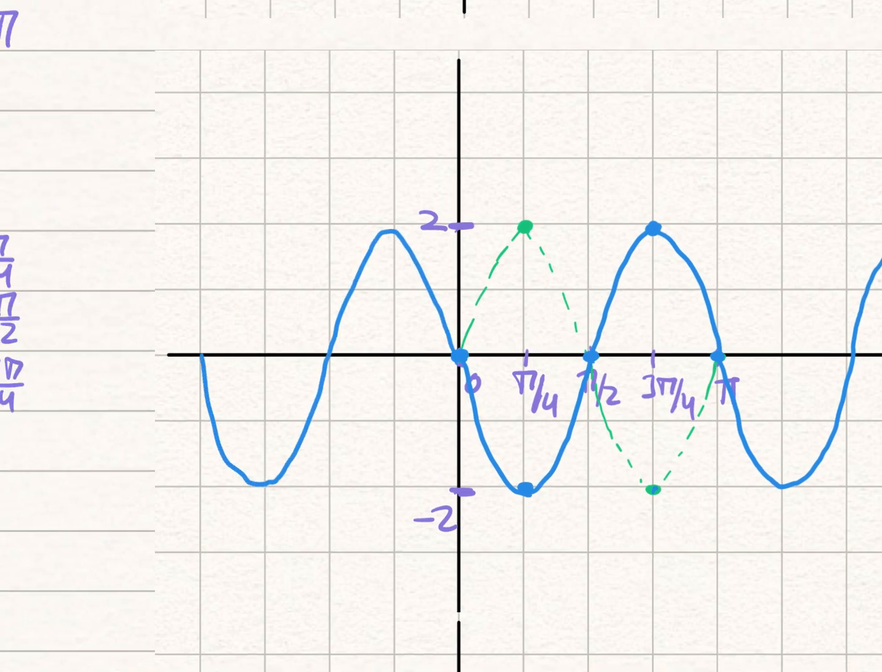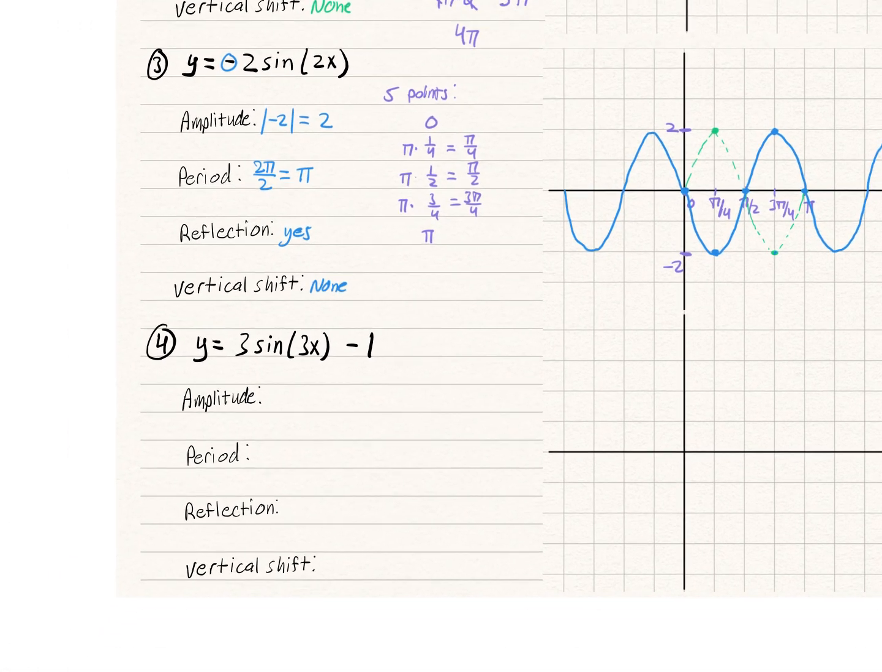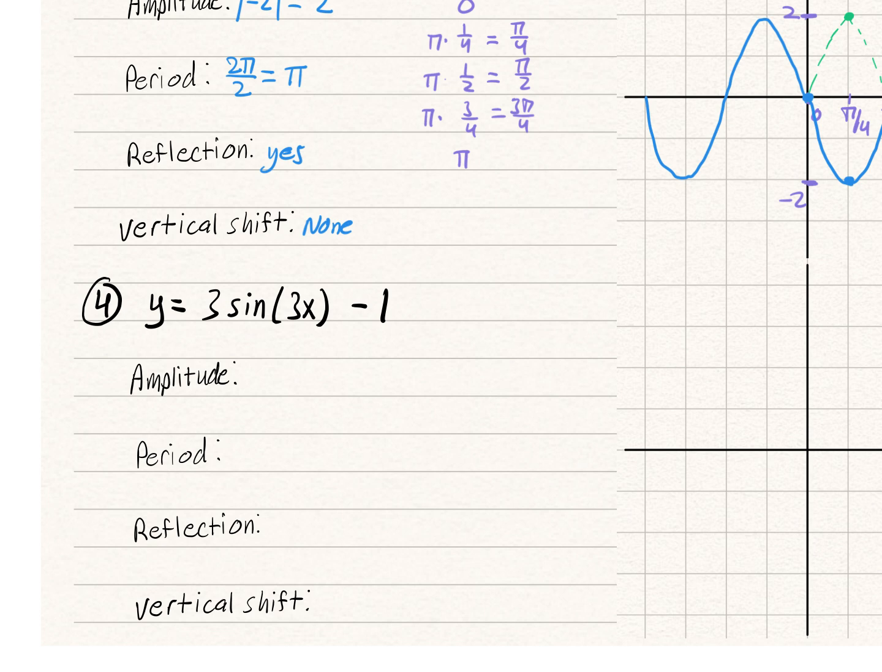All right, so your graph might look something like that. All right. And then the last sine function on this page, right, let's answer the same problems. Our amplitude is going to be whatever's in front of sine, 3. Our period here is going to be 2 pi over whatever's inside of the function with the x, so 2 pi over 3. Doesn't simplify, so you leave that alone. There's no reflection here. I don't see a negative in front of my sine function, and we do have a vertical shift. We're going to go down 1, right, because of that negative 1.